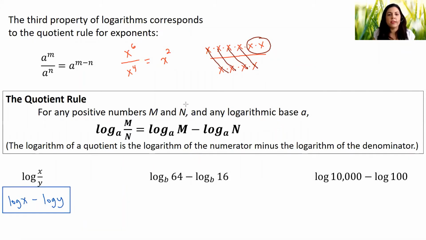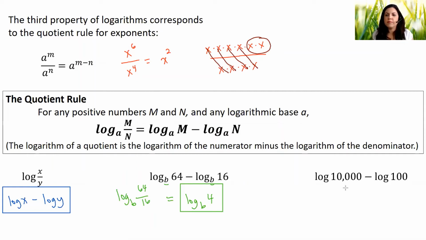It also works in the opposite direction, as we saw with the product rule. If I have a subtraction of two logarithms that have the same base, I can combine it into a single logarithm. And so we're just going from left to right. I can rewrite this as log base b of 64 over 16. And I can simplify that further. If I actually divide 64 by 16, that gives me log base b of 4. So we started with two logarithms. We were able to simplify it to just one.